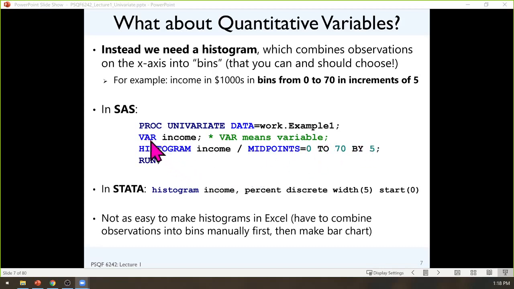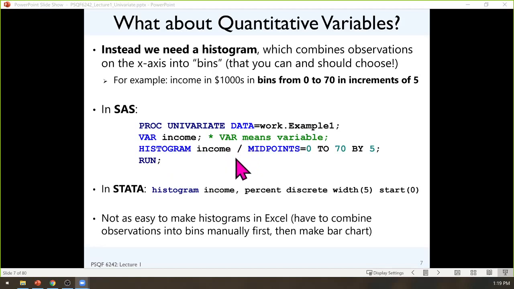Instead of table, it wants to know what variable. So that's what var stands for here. Many of these SAS commands have an option for var, meaning which columns do you want me to do something to. And the name of the column is called income. There's a line then histogram, make me that picture for income.